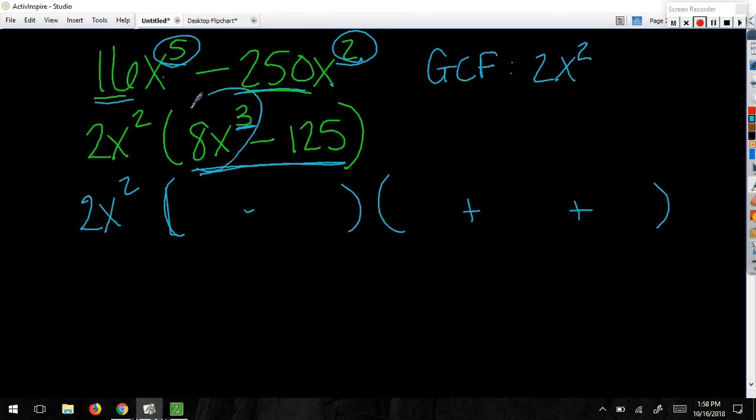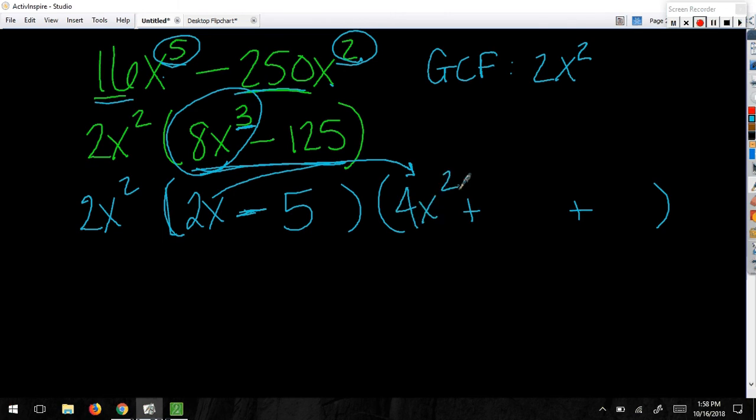What times itself 3 times gives you 8x cubed? 2x. Right? I got to have the x in there too because there's 3 x's there also. How about 125? Y'all follow me? Take the first one and square it. But square the whole thing, not just the x. What do you get? 4x squared. Yes. You got to put the squared on the x, and you got to square the number in front. So 2 times 2 is 4, and then x squared.